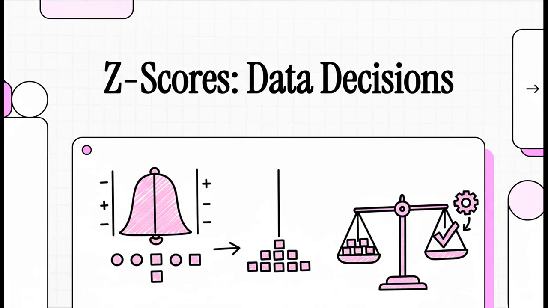All right, today we're going to crack open a core framework that top consultants use to cut through complexity and make sharp, data-driven decisions. We're talking about a tool that lets you compare things that seem, well, incomparable. It's called the Z-score, and we're not going to treat it like some dry statistic. We're going to frame it as a powerful lever for building clear, defensible business strategy.